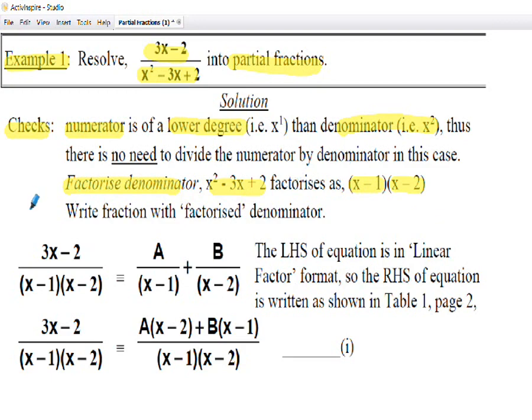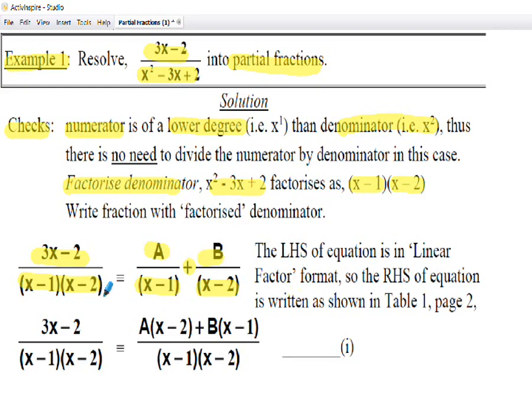So we can take our compound fraction and write it as 3x minus 2 over the factorised form of x minus 1 and x minus 2 in brackets. From the previous table, we know the output format in partial fractions for linear factors, which these are, is A over x minus 1 plus B over x minus 2.